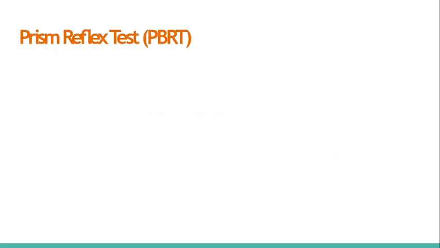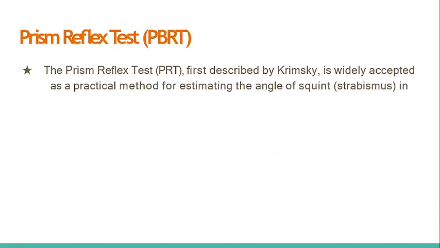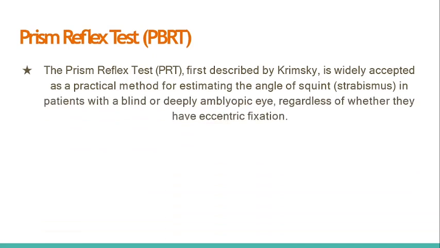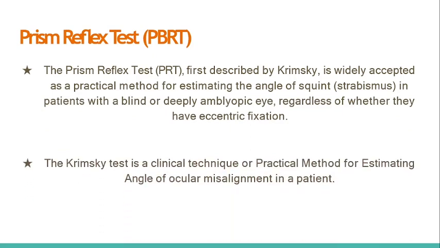Krimsky Test. The prism reflex test, first described by Krimsky, is widely accepted as a practical method for estimating the angle of squint in patients with a blind or deeply amblyopic eye, regardless of whether they have eccentric fixation. The Krimsky test is a clinical technique or practical method for estimating the angle of ocular misalignment in a patient.